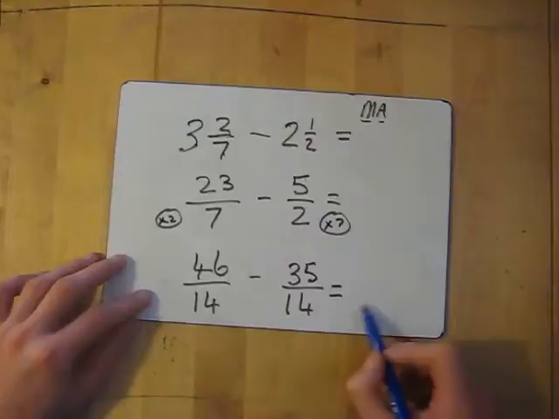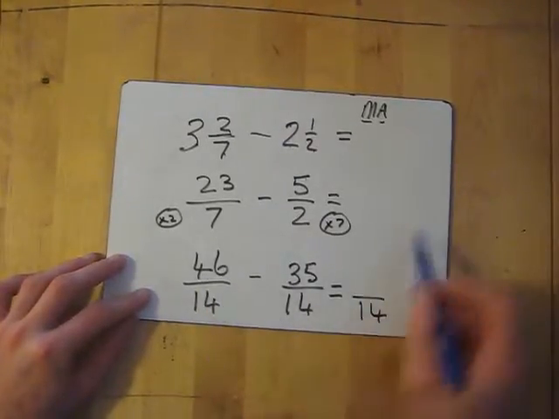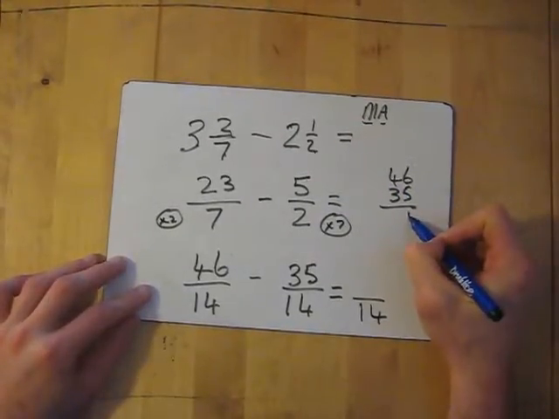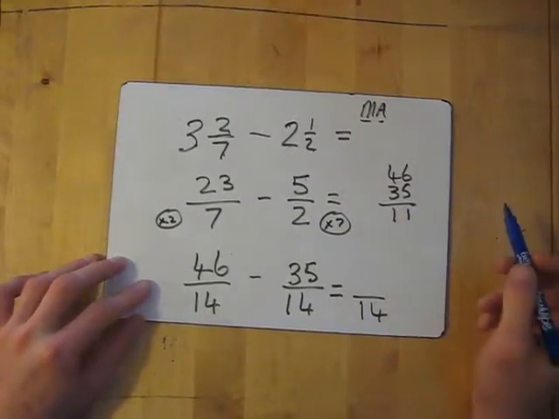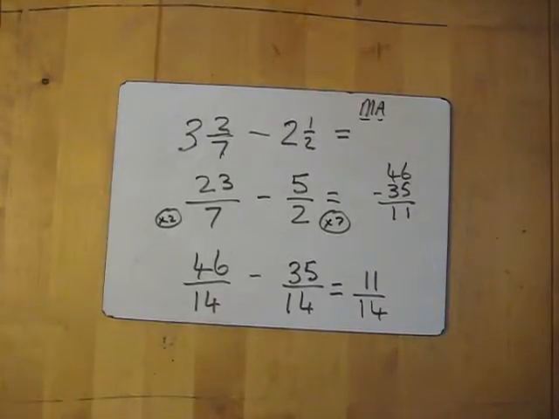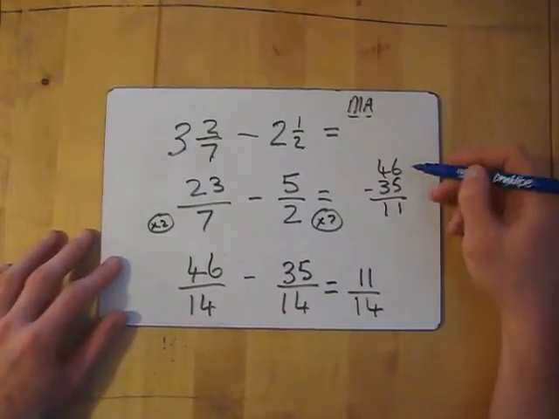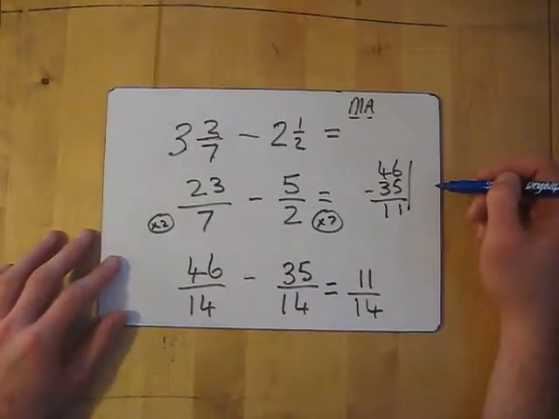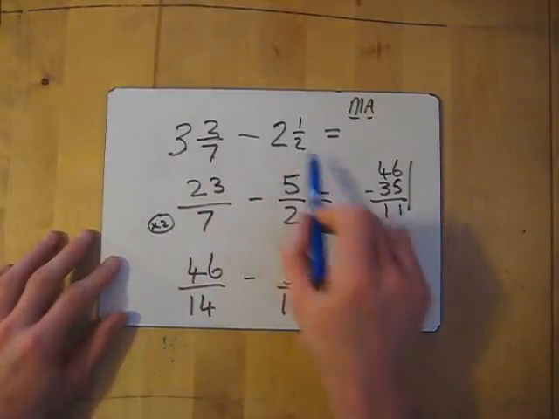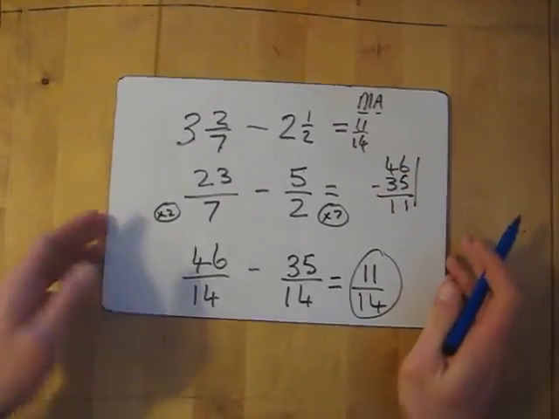Now, keep the bottom number the same, simple, and subtract the top numbers. Just do a quick column subtraction. So my answer is 11 over 14. Now, I probably could have done that quite quickly in my head, but just to make sure, I would suggest doing a quick column subtraction because it takes no time at all. So my answer to 3 and 2/7 take away 2 and a half is 11 over 14.